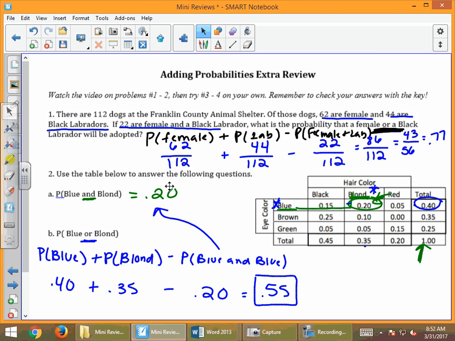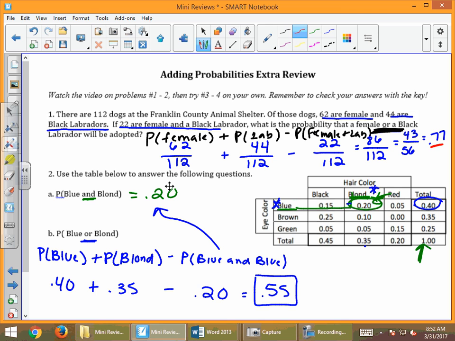There's a 55% chance that you're going to pick someone that either has blue eyes or blonde hair. In A, there's a 20% chance that you'll have someone with both blue eyes and blonde hair. And then in 1, we found that there was a 77% chance that you're going to pick a female dog or a black dog.